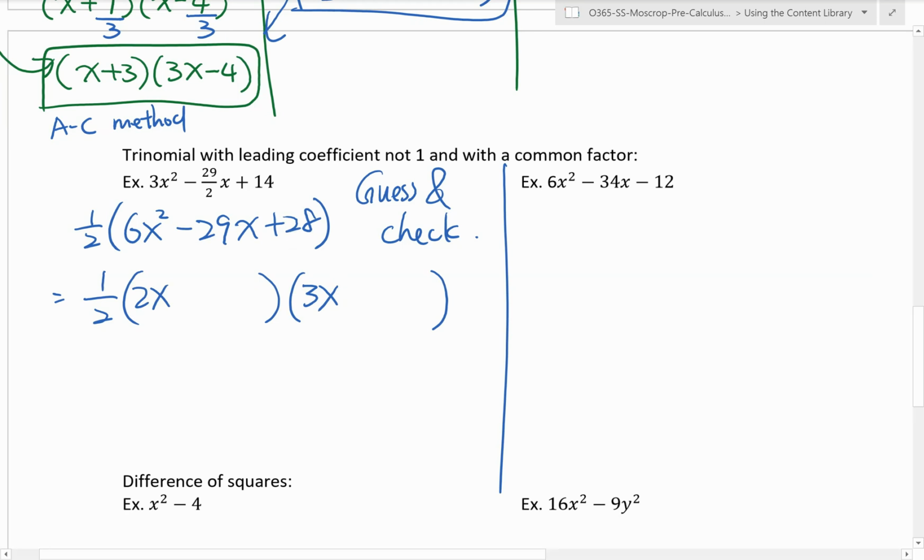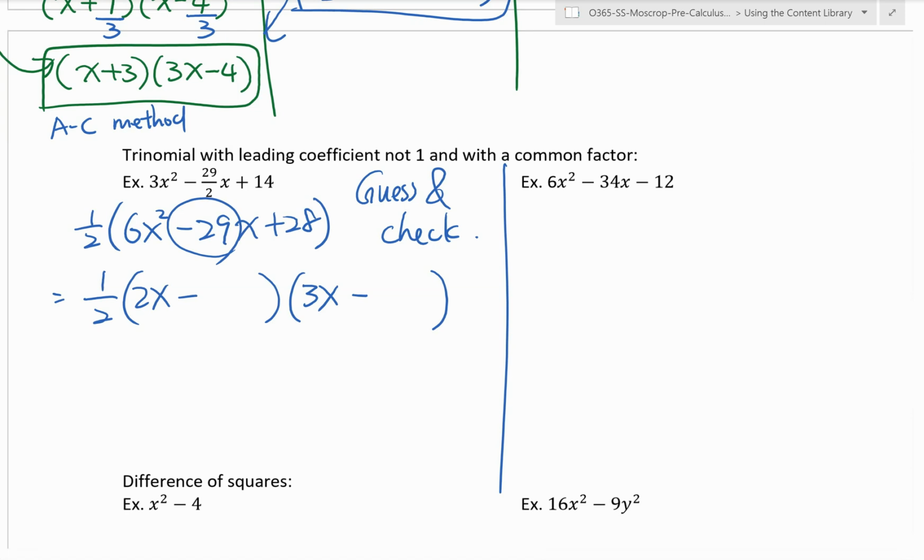Now 28, 3 combinations I think, or 6. 1 times 28, or the negative 1 times negative 28, 2 times 14, or 4 times 7. Now I know in this case both will have to be negative because they have to add up to negative 29. So they cannot be both positive. Okay, so they have to be both negative. I'm gonna say it's 4 and 7.